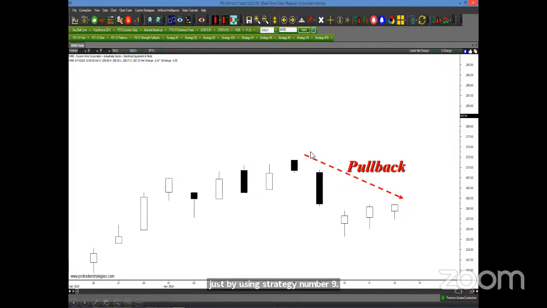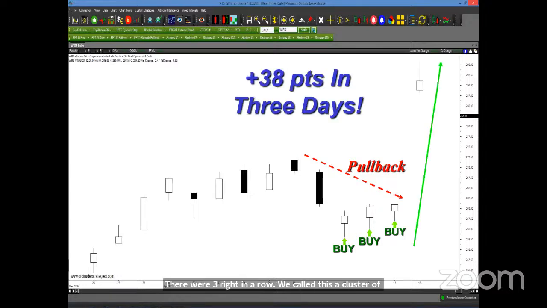Now, here's phase 2, the pullback, as we look at the stock WIRE, okay? Now, this was obviously phase 1. The pullback is always going to be phase 2. So this is where we want to see if there are any buy setups. So we click on strategy number 9 once again. In the drop-down menu, we'll see if there are buy signals. And guess what? There were 3 right in a row. We call this a cluster of buy signals, high probability setups. And look what happened. In one day, the stock gapped up 38 points, or 3 days, I should say.